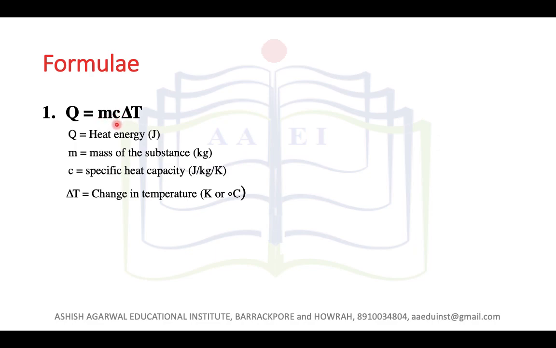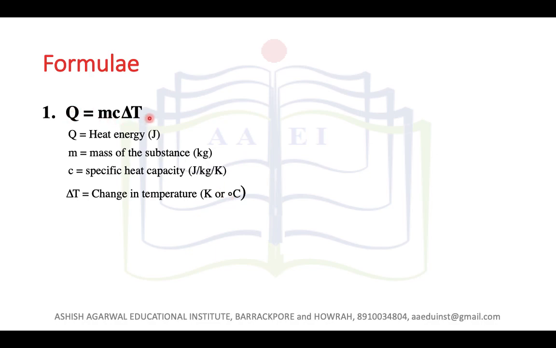M is mass of the substance. Small c is specific heat capacity. Delta T is change in temperature. Mass is measured in kg, specific heat capacity in joule per kg per Kelvin, and change in temperature is either Kelvin or degree Celsius. Just because it is a change, it is the same in both the units. So this is one formula.